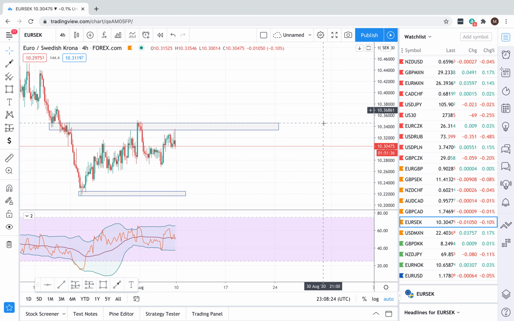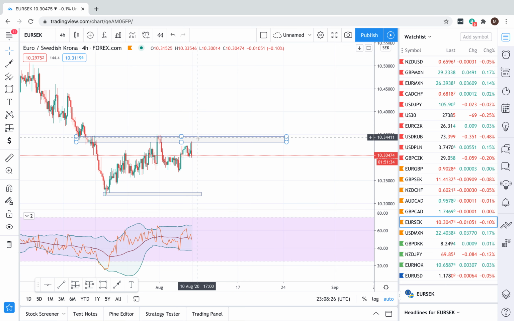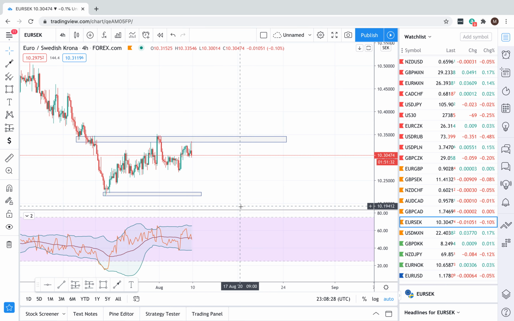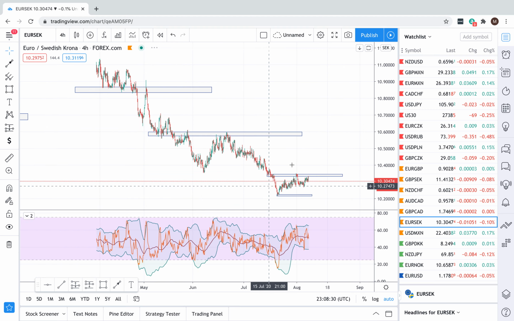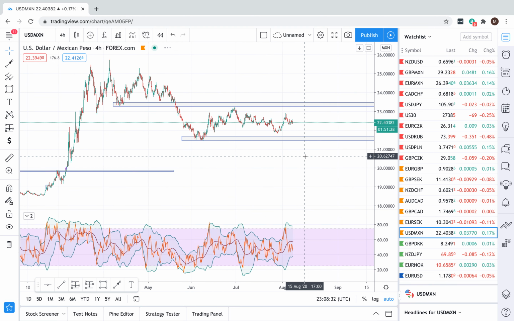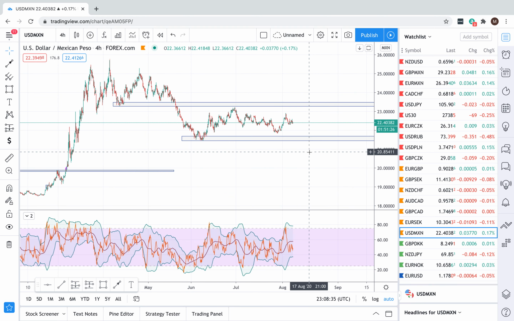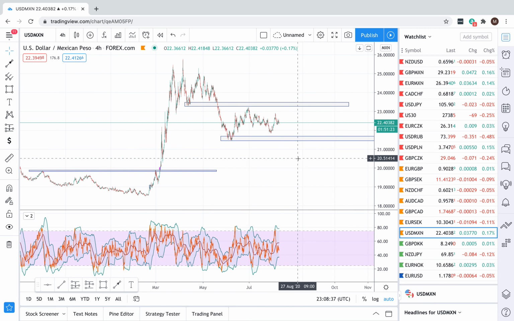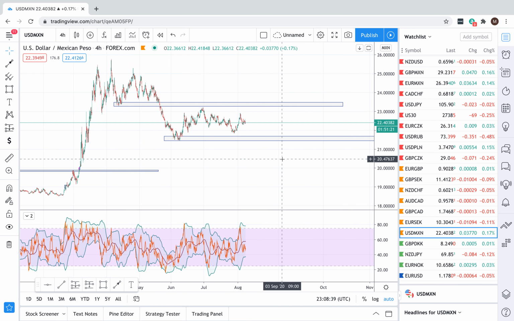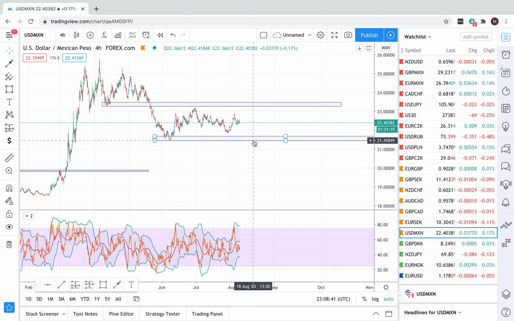Euro SEK, rejection at the zone would be good to enter in short, or a break of the zone below to enter in short as well. USD MXN, it's ranging between these two zones on a higher time frame. I'd wait for price to break this zone and set up to go in short after the retest.